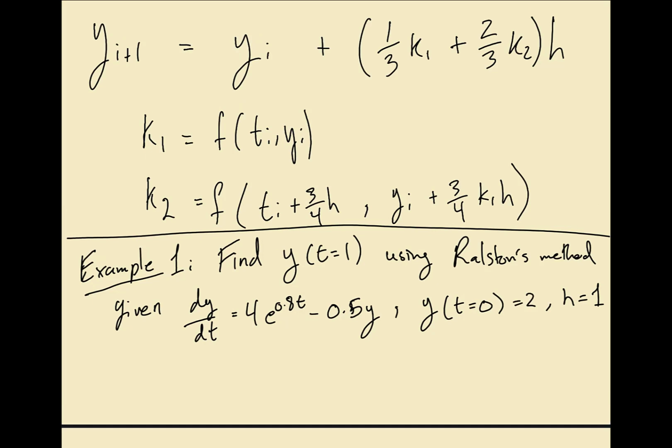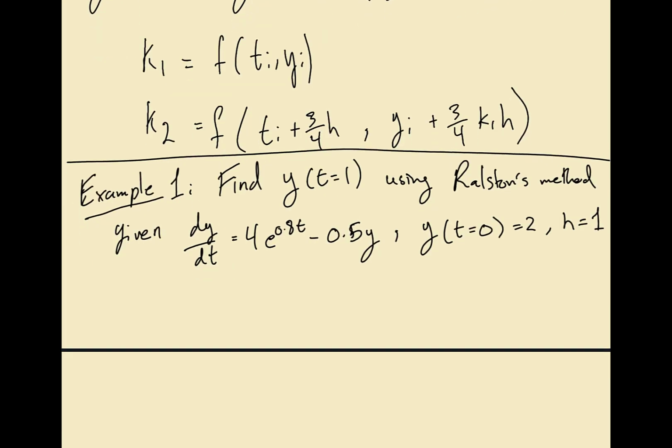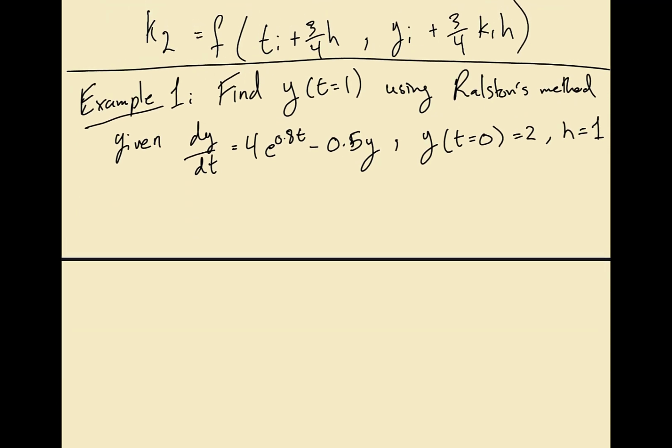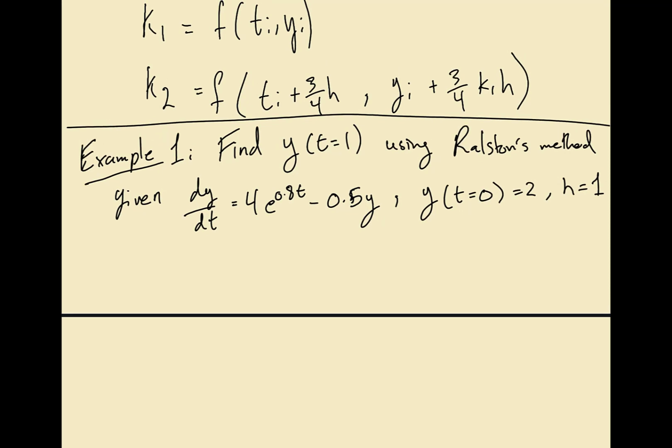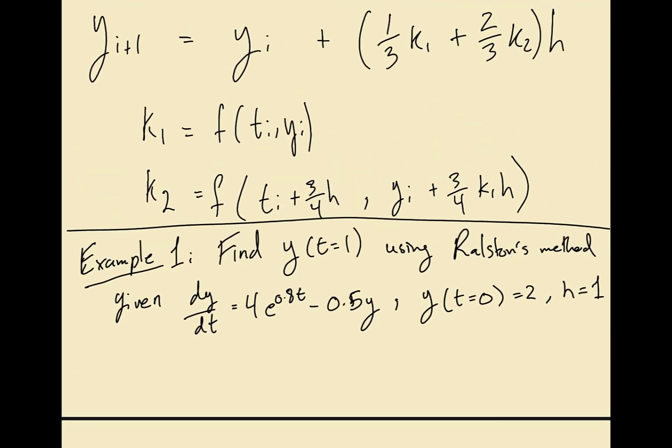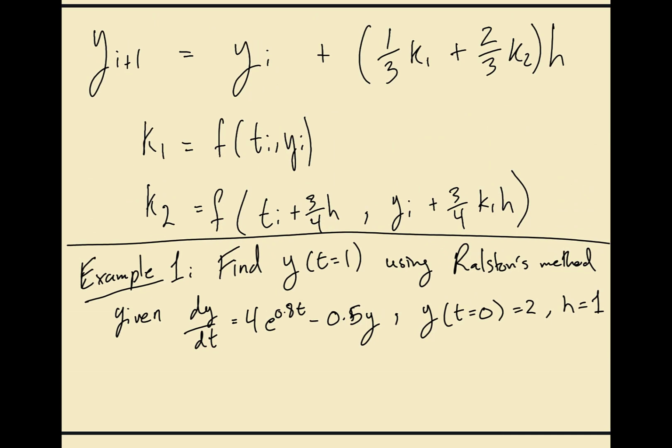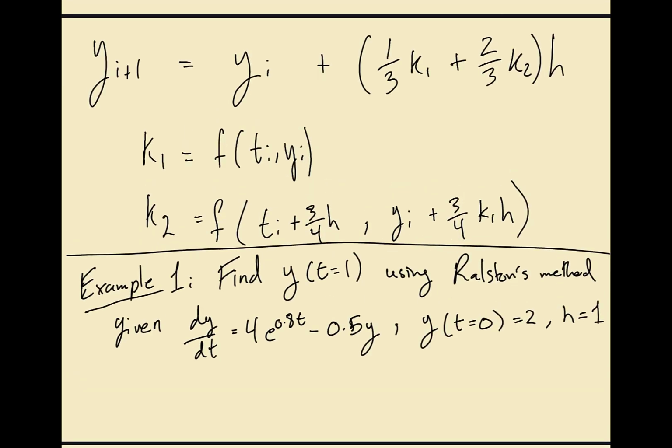All right, so 5 minutes are up. So I'll start going through the problem. Did anyone get K1? 3. Anyone get K2? Close. It's 5.16. All right, so let's go through it. So we know that we're using Ralston's method, and to use Ralston's method, there are two unknowns, K1 and K2. So what you want to do is solve for K1 and then solve for K2, and then you can find the value at the given time step.